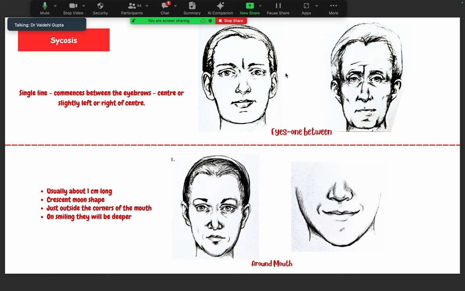Next one is around the mouth. The lines may arise around the mouth. Usually the lines are about 1 centimeter long. It may be crescent moon shaped. The lines are not straight. It is like an arc, like a crescent moon. Just outside the corner of the mouth, like in the first picture, it is at the corner of the mouth. On smiling, they will be deeper. When the person smiles, the lines will be deeper. So all these features are in Sycosis. So, when one line arises between the eyes, it is Sycosis. When a line arises around the mouth, it is also Sycosis.